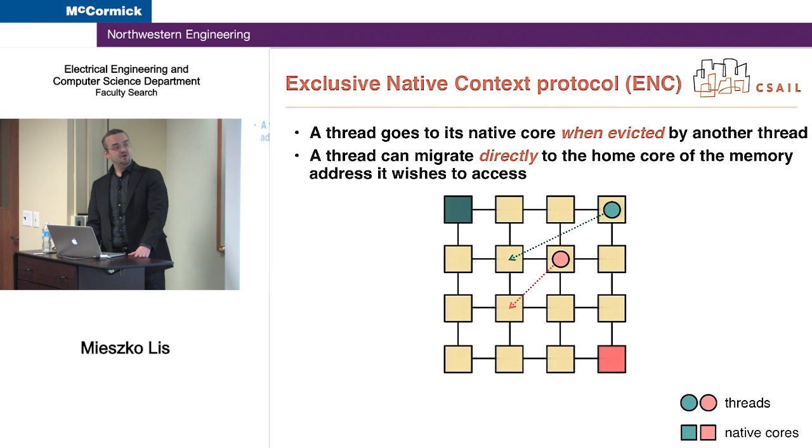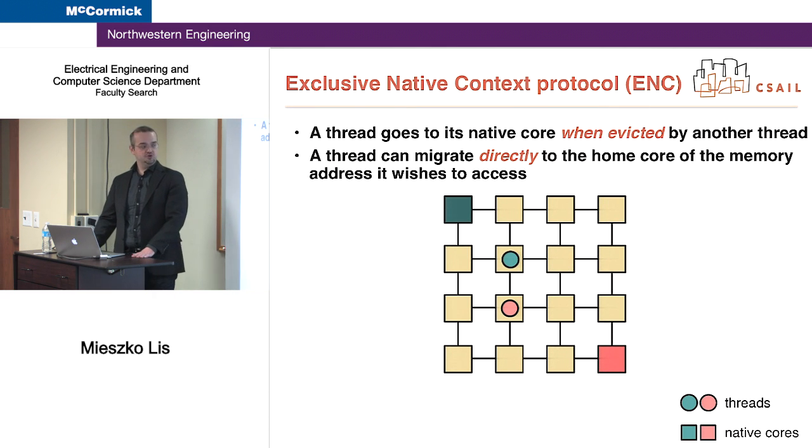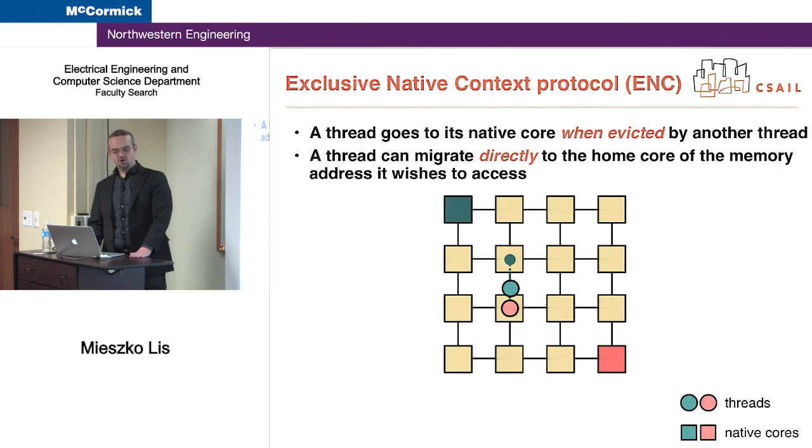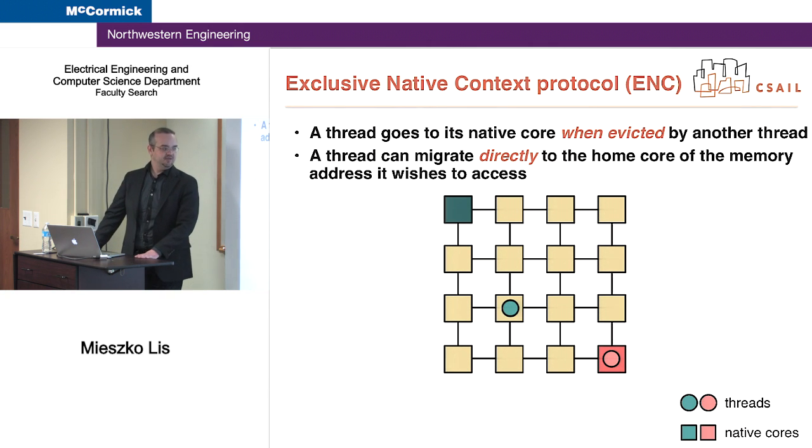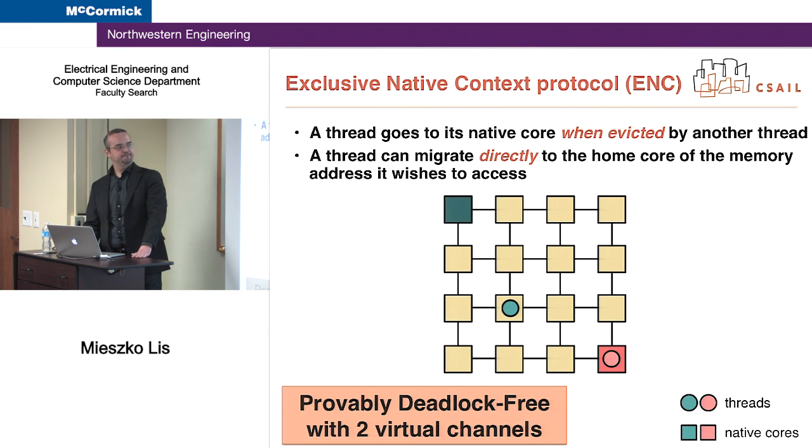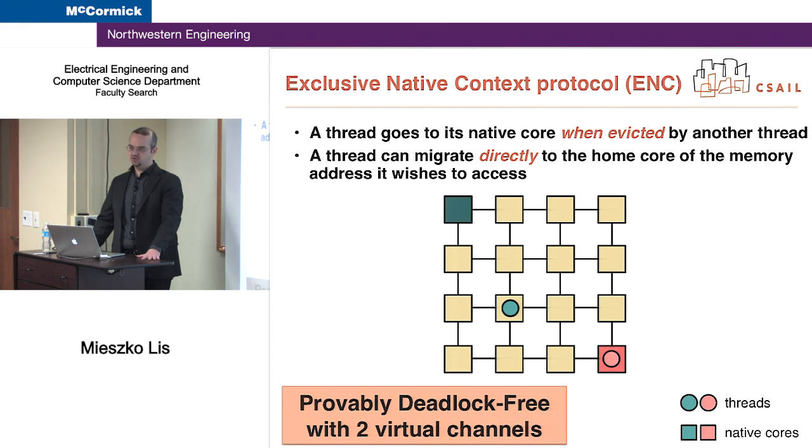On the other hand, if you're doing any kind of migration, for example, if two threads want to migrate to different places, you can just go there whenever you want to, regardless of whether that is your home core or not, whether that is your native core or not. If, however, you have this situation again where you want to migrate to a core where another thread is running, you kick that guy out, and he has to come back to his native core. And that allows us to provably avoid deadlock, provided you have either two networks or two virtual channels.